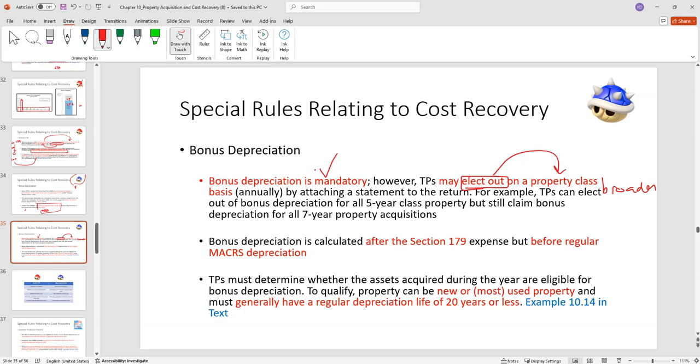It's kind of like the textbooks at the school: you automatically are enrolled, but if you want to opt out, you have to choose that. So bonus comes after 179. Theoretically, you're going to do your 179, then your bonus.